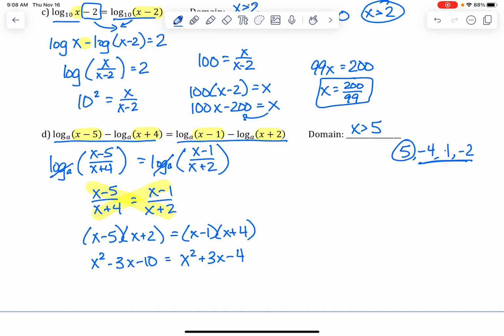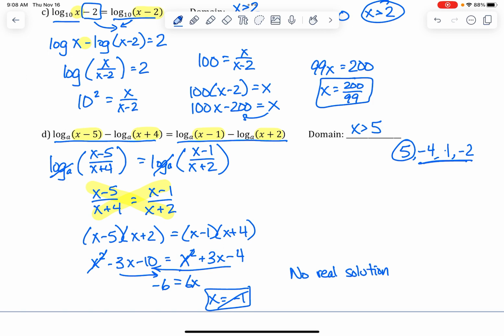And it's nice, the x squareds cancel out. And you're left with, I'll bring the 3x over there. I'll make that 6x. I'm going to add the 10, and never mind, I'll subtract the 4. So I'm going to add the 4 over there, and that's going to give me a negative 6. So x equals negative 1. Well, sadly, that's not greater than 5. So this is extraneous, and we have no real solution.